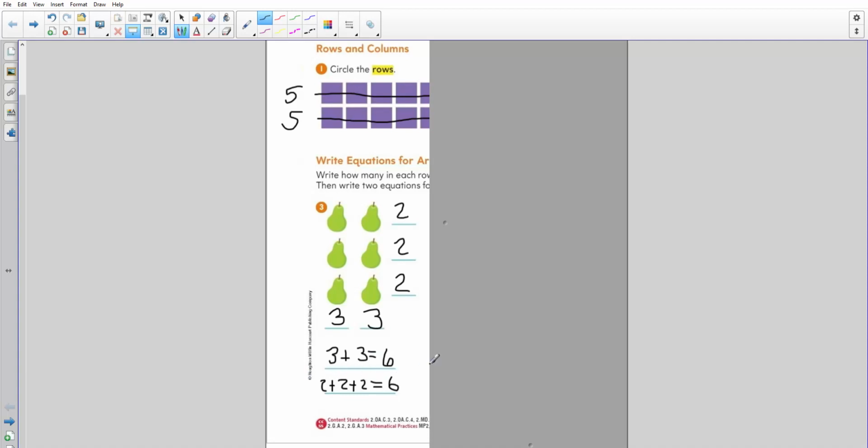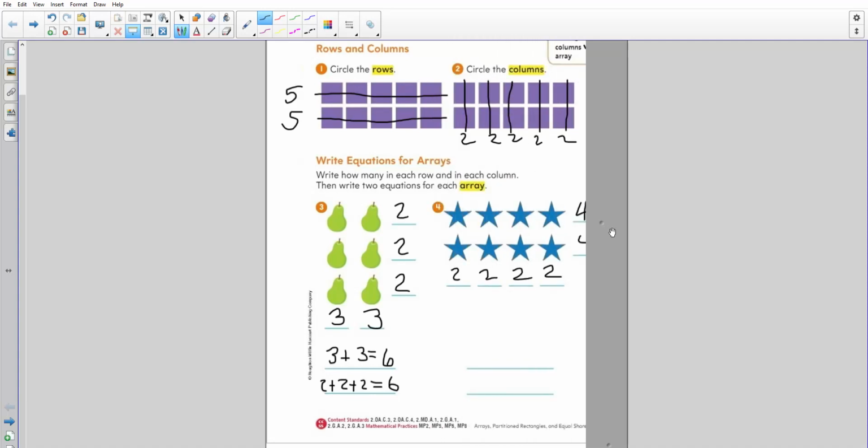Notice the add-ins in each equation are the same number repeated. Arrays are often called repeated addition. That's because you use the same number and add it again at least twice or more to get your total found in the array. This is going to be the very beginnings and the start of what you'll use to help you understand multiplication. But don't worry, we're not there today. Let's take a look at the next one.